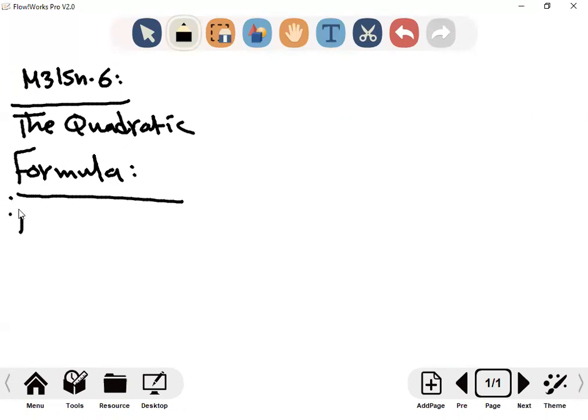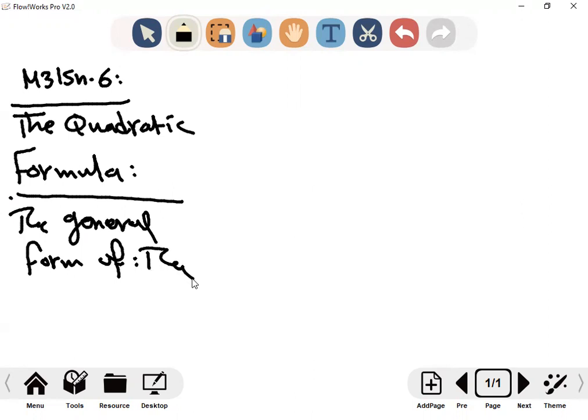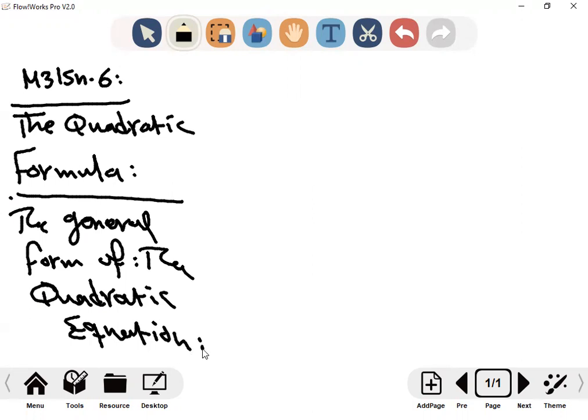Now we said the general form of the quadratic equation is ax power 2 plus bx plus c equals 0. Means any quadratic equation, we can write it on this form.